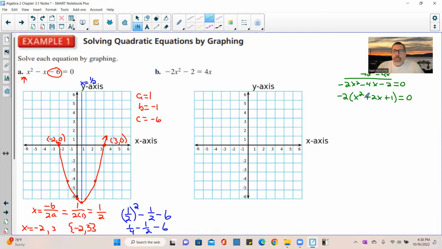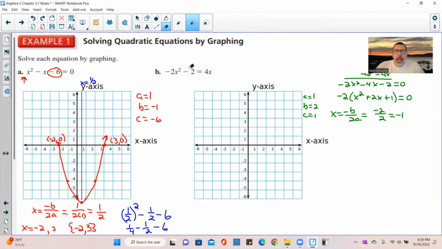Okay, so now we have a quadratic in here and an a that is factored out in front. And what we're going to do is find the x-intercepts. So x equals negative b over 2a. So in this case, a is 1, b equals 2, and c equals 1. So negative b is negative 2 over 2 times a, which is 2. So that's going to be negative 1. So x equals negative 1 is right here.